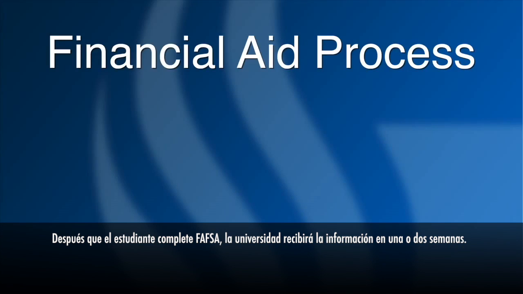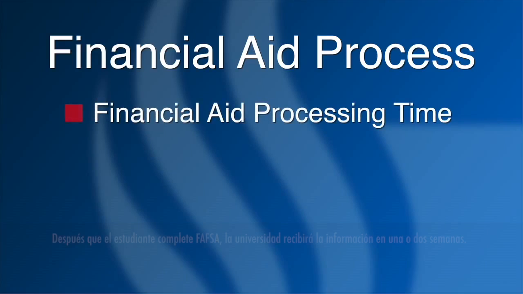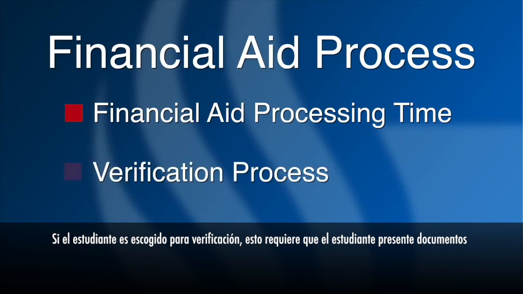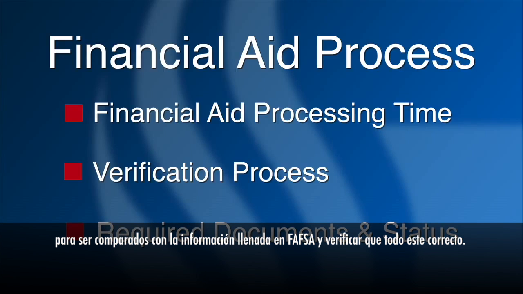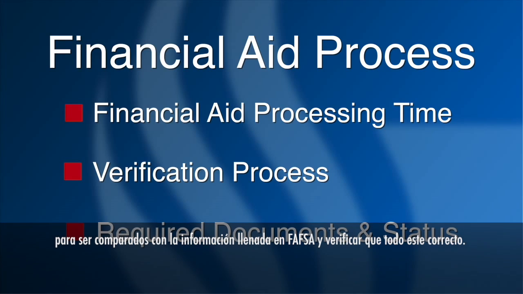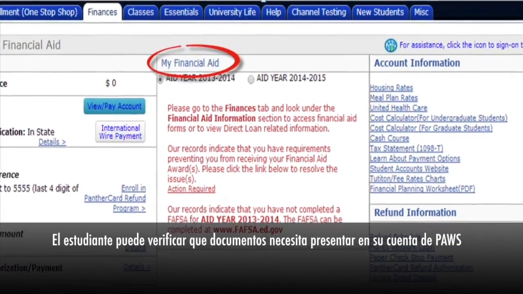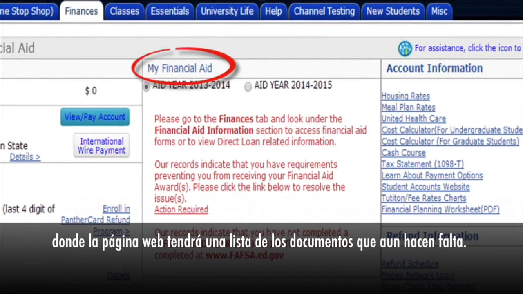Okay, that sounds good. After a student completes the FAFSA, Georgia State University will receive the information within 1 to 2 weeks. If the student is selected for verification, the process requires that the student submit documentation such as IRS transcripts and verification worksheets to be compared to the information that was provided on the FAFSA. The student may review his or her document requirements via their PAWS account. The student's PAWS account will list the documents required and the status.